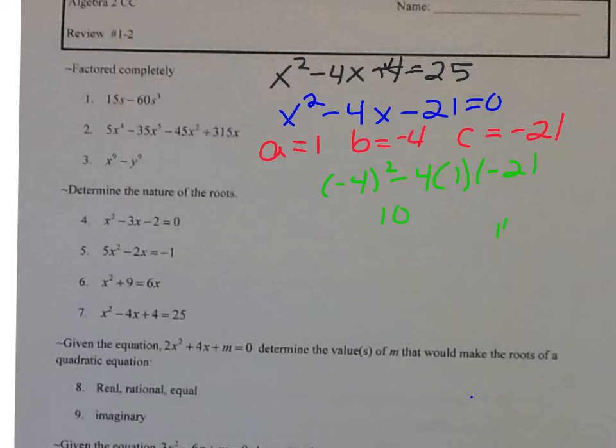So think about the quadratic formula. We have the square root of 10. That is real. That is not imaginary. Oh, sorry, irrational, because you can't take the square root of 10 exactly. And that is unequal.